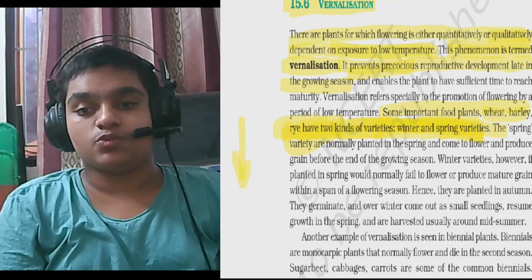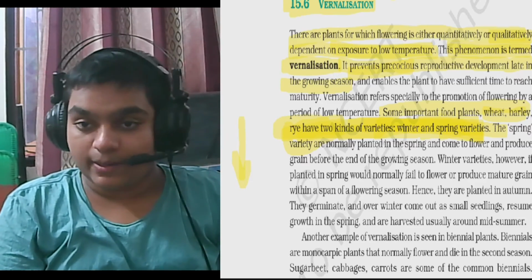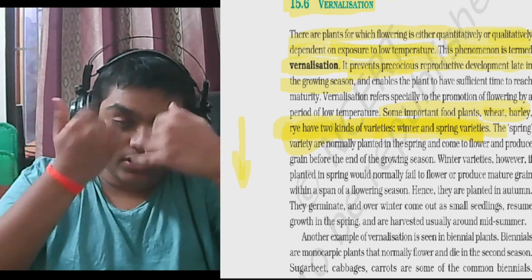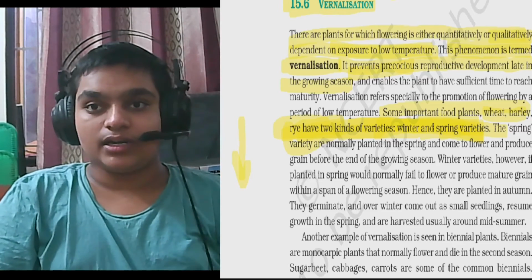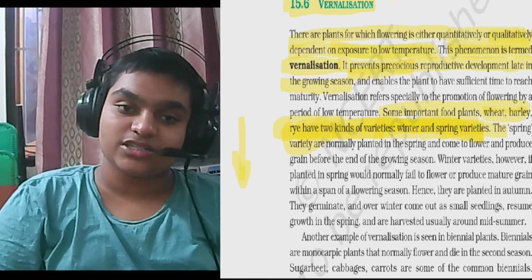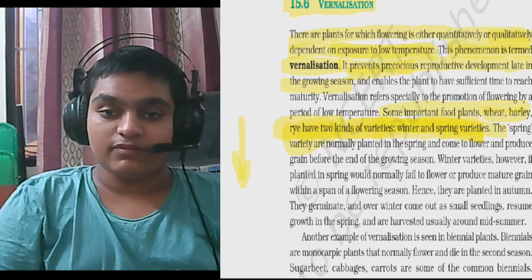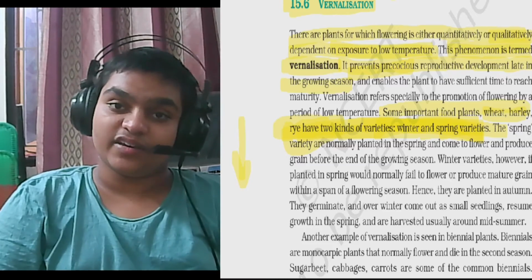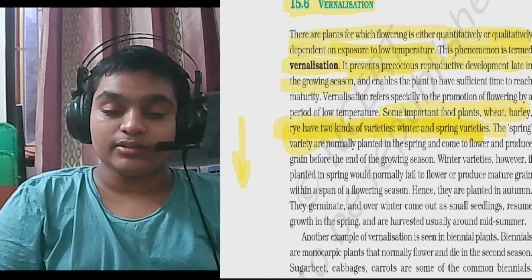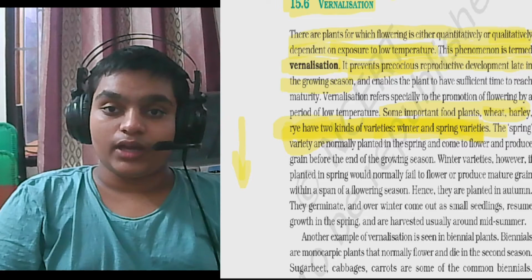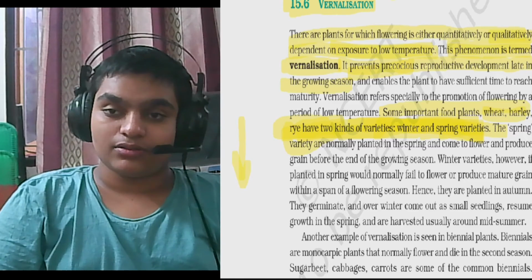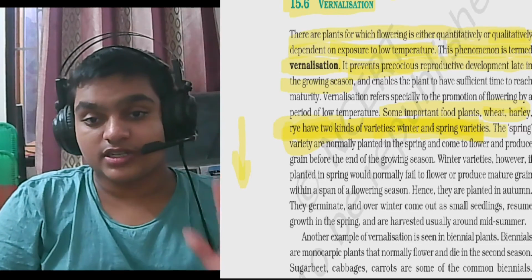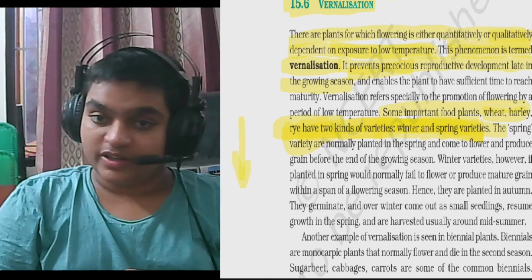In spring varieties, plants gain reproductive maturity and come to flower before the growing season, as temperatures are high. Vernalization is not effective at that time. But coming to the winter season, winter varieties, in winter there is low temperature and vernalization shows an effect on winter varieties.